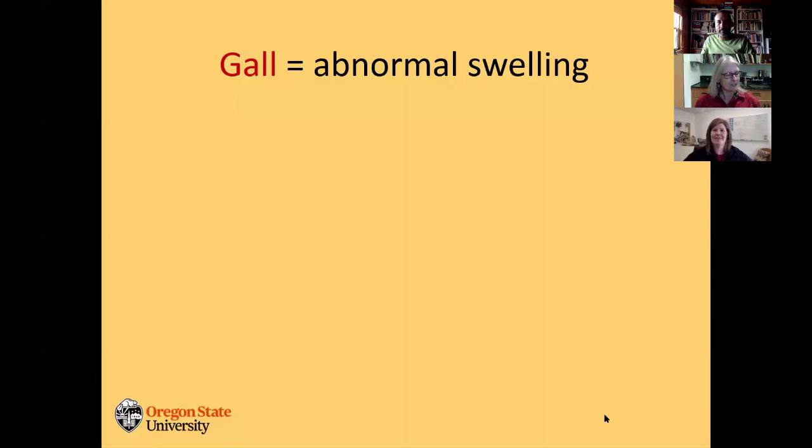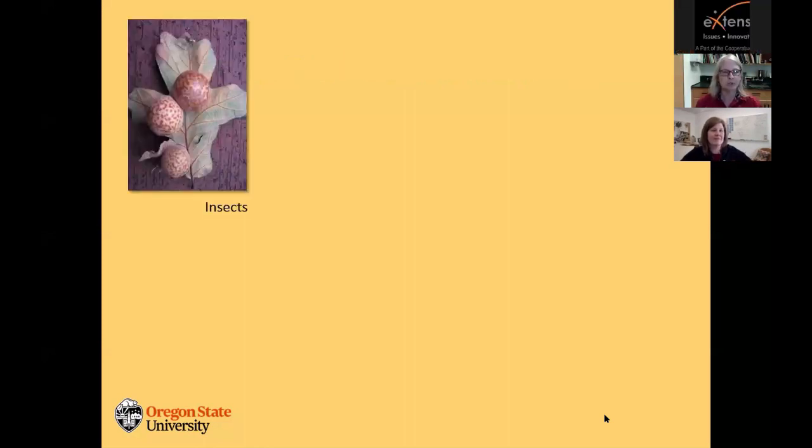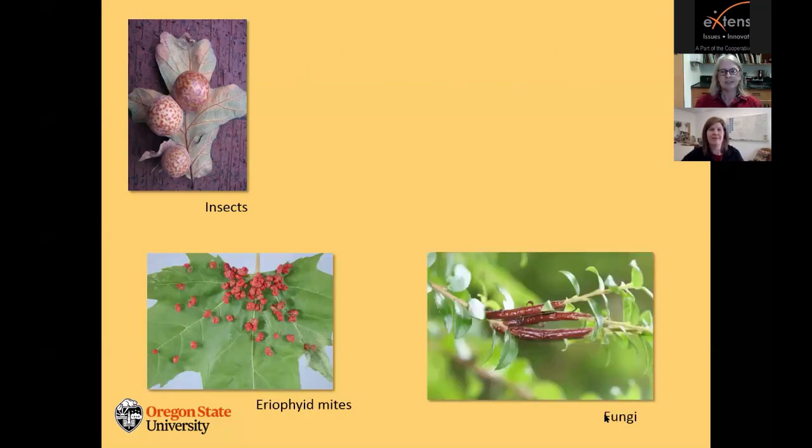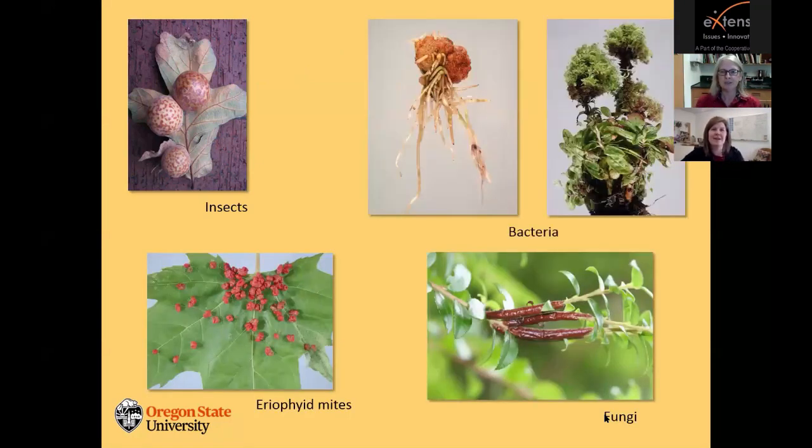It's always good to start with an understanding of what we're talking about. In the broadest sense, a gall is just an abnormal swelling. But generally, it's understood to mean an abnormal swelling that is incited by some sort of organism that benefits from the gall. Galls can be formed by insects, by eriophyid mites, by fungi, or by bacteria.